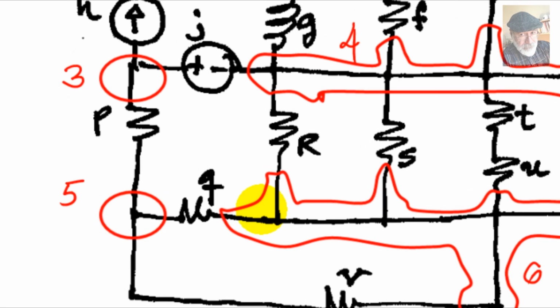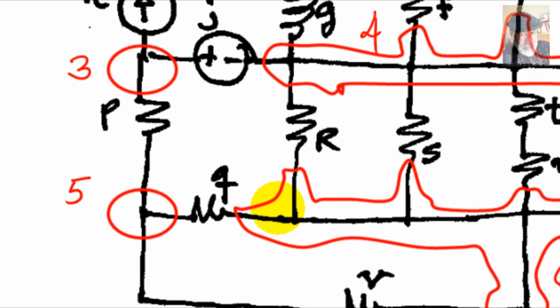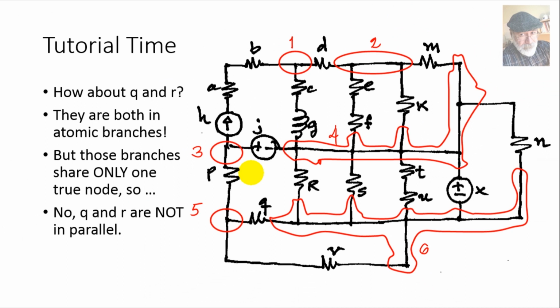Now, how about Q and R? These two. Yeah. Q and R are in atomic branches, right? Right. But they share only one true node. Q is between nodes 5 and 6, and R between nodes 4 and 6. So they share 6, but they don't share the other nodes. They must share both nodes. So they share only one true node, so they are not in parallel. Q and R are not in parallel.